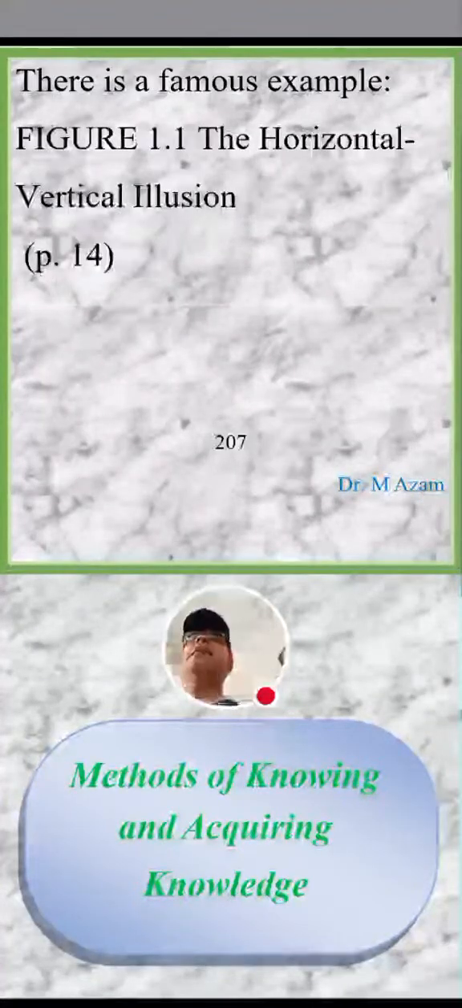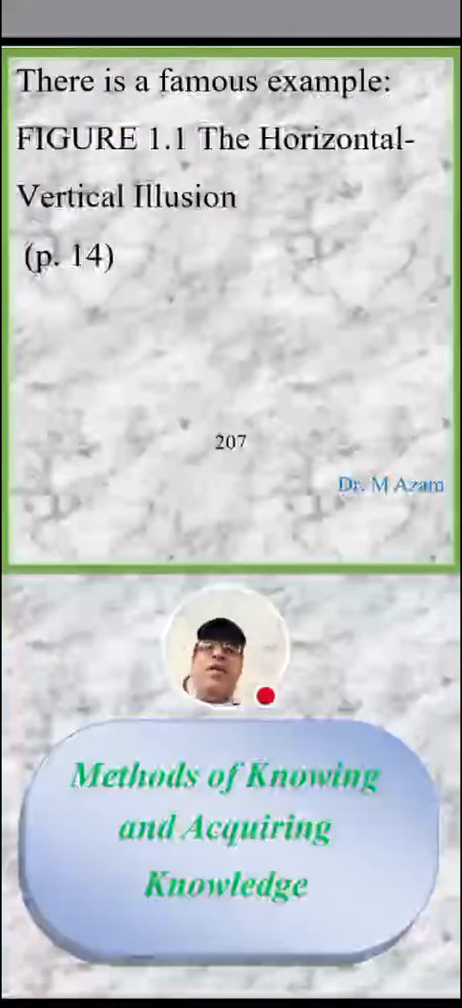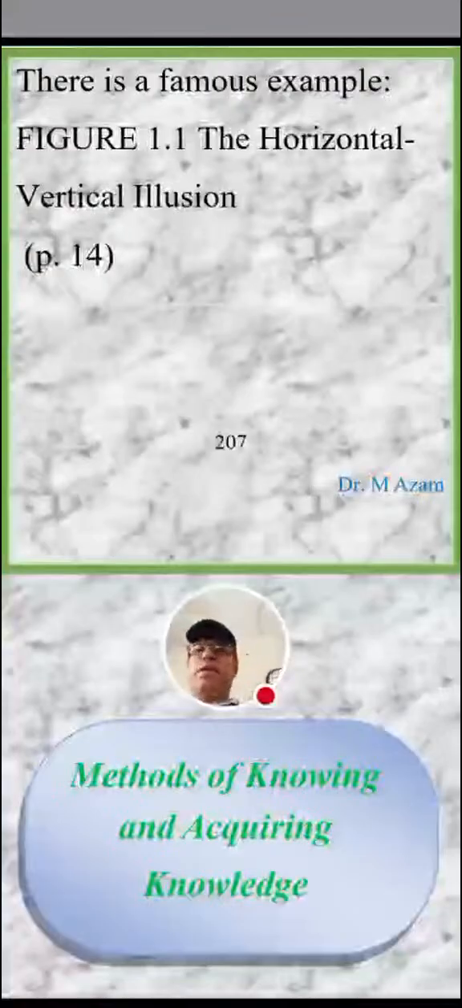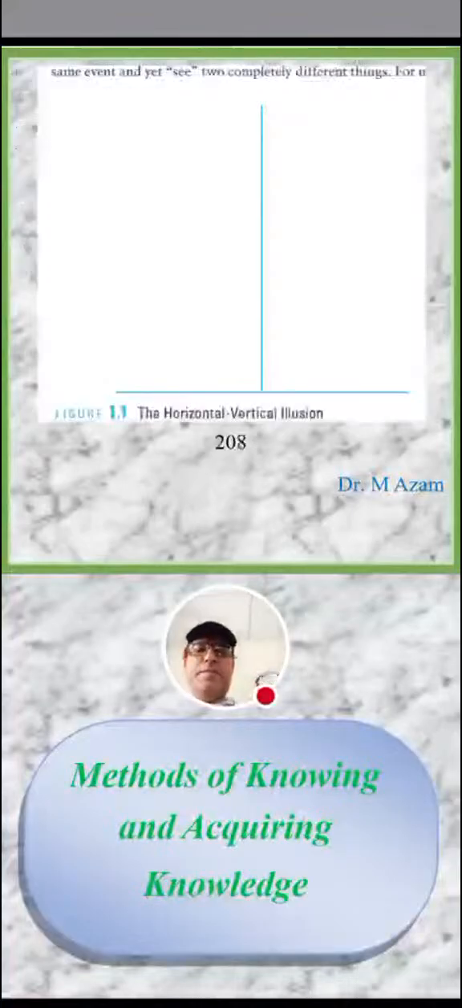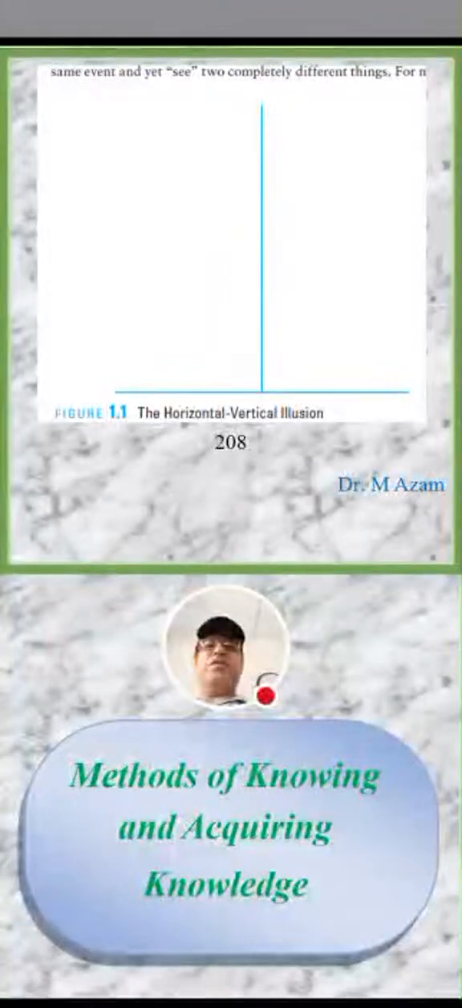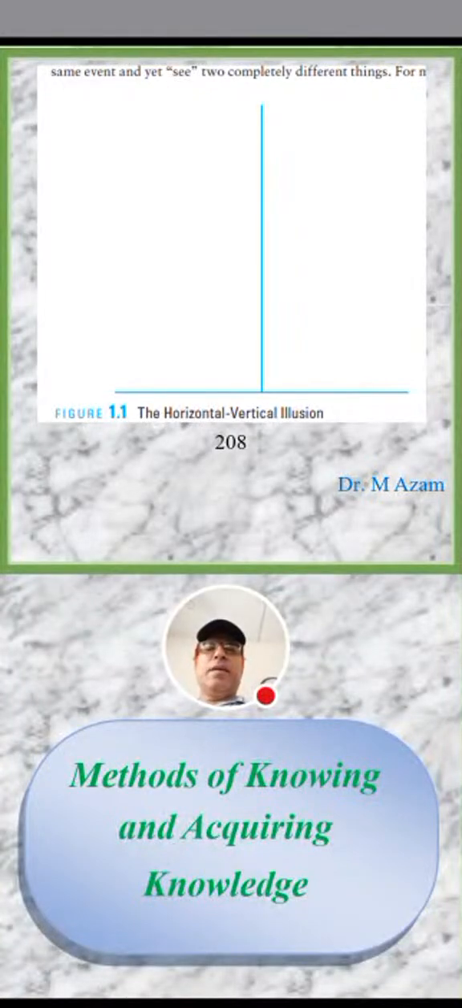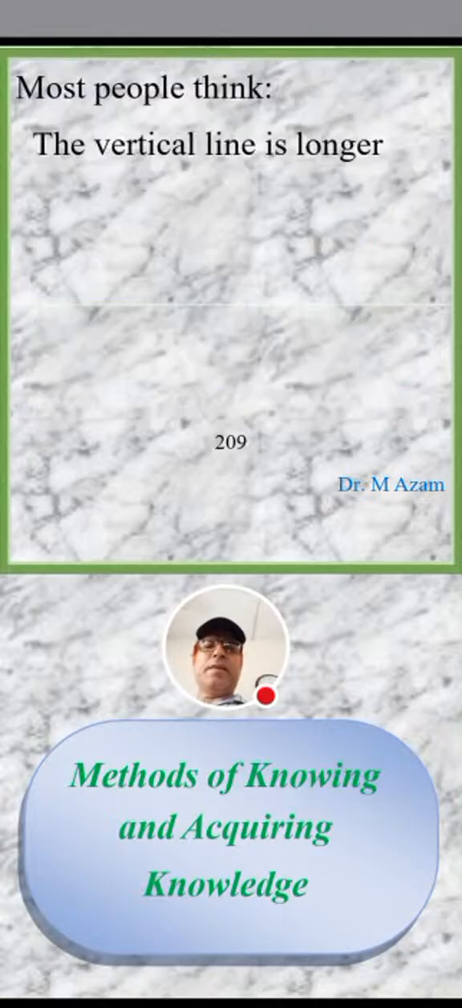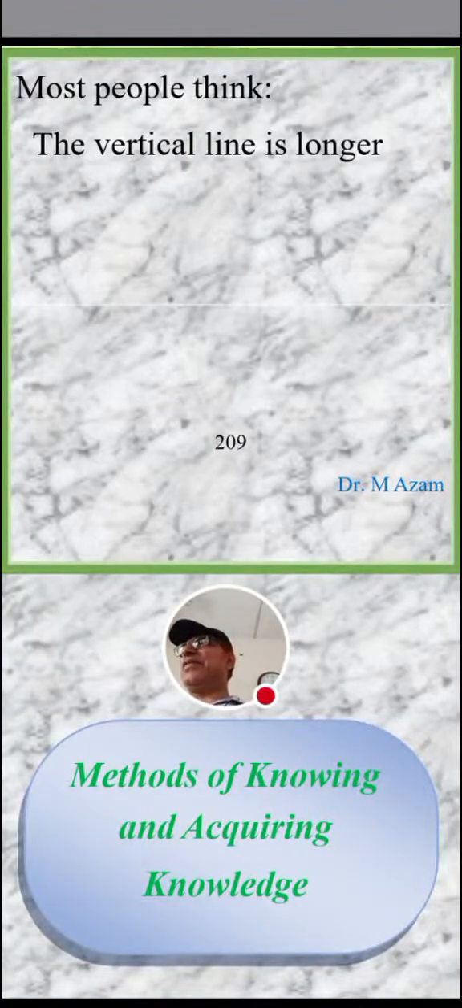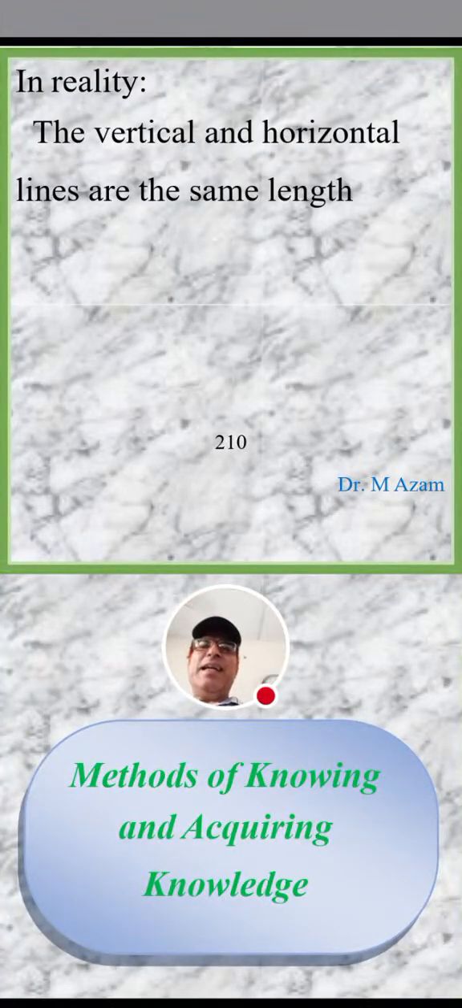In your book, there is the figure 1.1, the horizontal vertical illusion, page 14. Anybody has got the print of the book? It is on page 14 of your book. In this figure, you see the horizontal vertical illusion. Most people think the vertical line is longer. Apparently, it feels that the vertical line is longer than the horizontal line. In reality, the vertical and horizontal lines are the same.